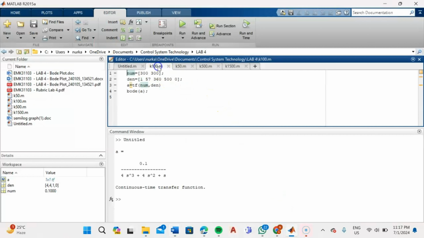K equals 100. So this is my transfer function. The numerator is 300, the denominator is 1, 57, 360, 500, and 0. Okay, then run.